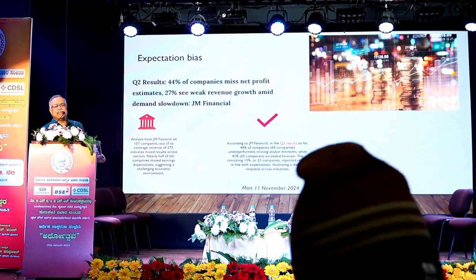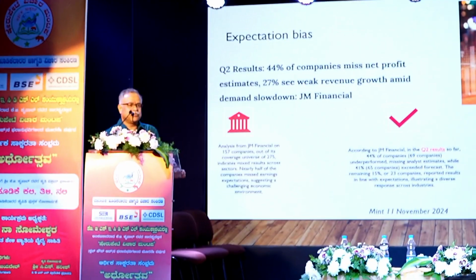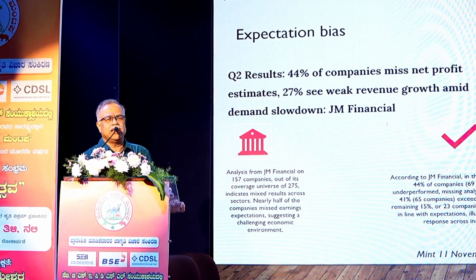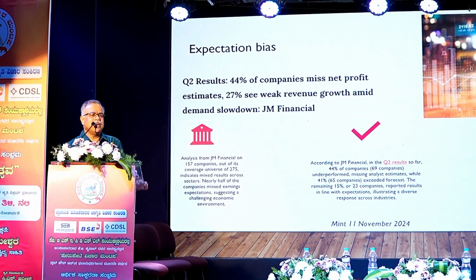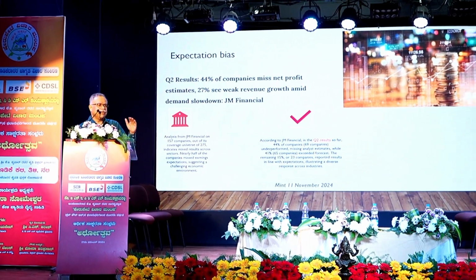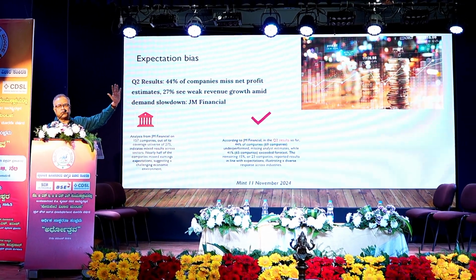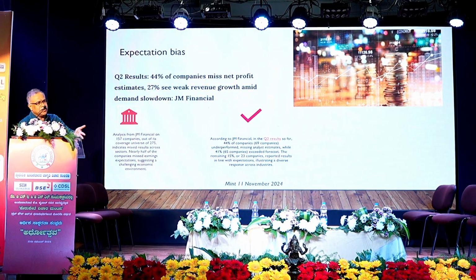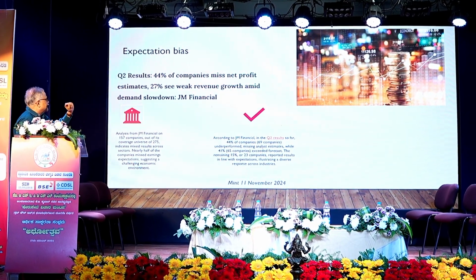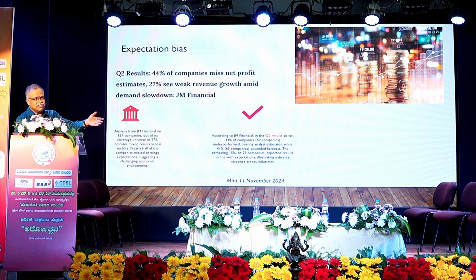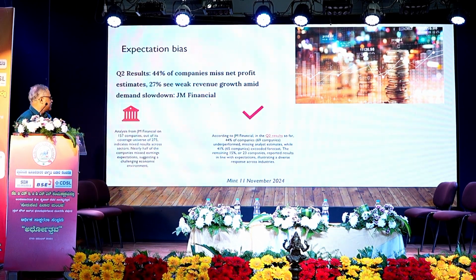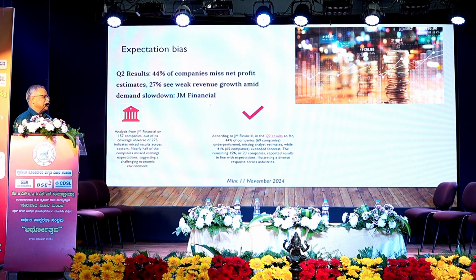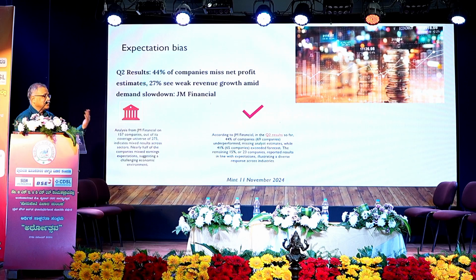There is a bias in the market. Expectations bias. Expectations bias is that we are all biased to what the analysts have given. It may be earnings expectations. The company will give a presentation on how earnings are expected to grow in the next quarter. But there are more instances where earnings expectations are not being met. For example, 44% of the companies have missed the targets. This is the latest news, the latest quarter. So in Q2 results, 69 companies underperformed or missed the estimates. 41% of the companies exceeded the expectations.